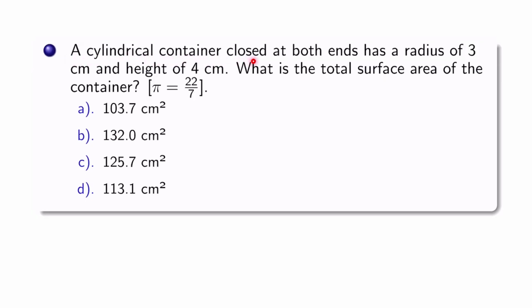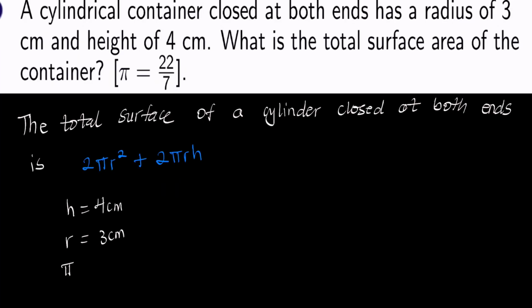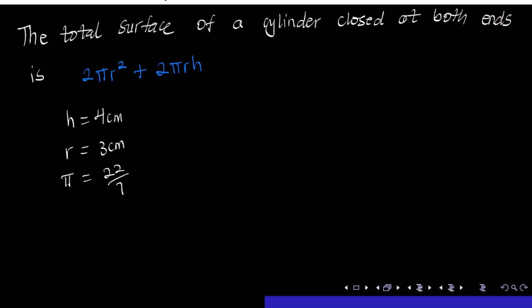A cylindrical container closed at both ends has radius of 3 centimeters and height of 4 centimeters. What is the total surface area of the container? Take pi to be 22 on 7. The total surface area of a cylinder closed at both ends is given as 2 pi r squared plus 2 pi r h. And from the question we have h to be 4 centimeters, the radius r to be equal to 3 centimeters, and pi to be 22 on 7. Thus, to find the total surface area, we have to substitute these into the given formula.